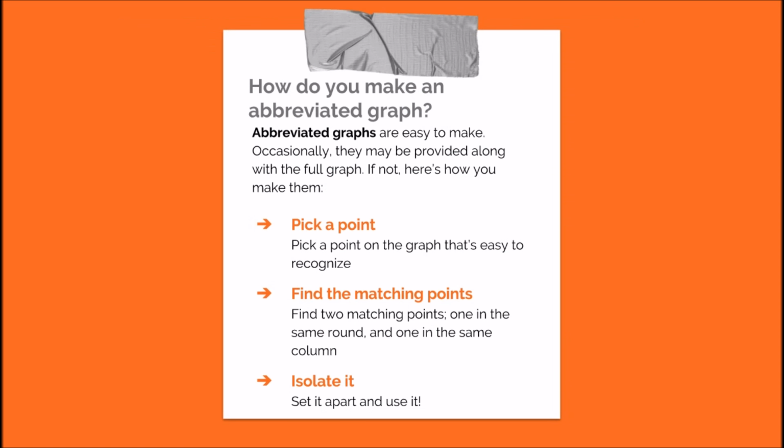So how do you make an abbreviated graph? Abbreviated graphs are really easy to make. Occasionally they may be provided along with the full graph, but if not, here's how you make them. First, pick a point on the graph that's easy to recognize. Second, find the matching points. Find 2 matching points, one in the same round and one in the same column. And then, using those points, isolate it. Let me give you these instructions in more detail.